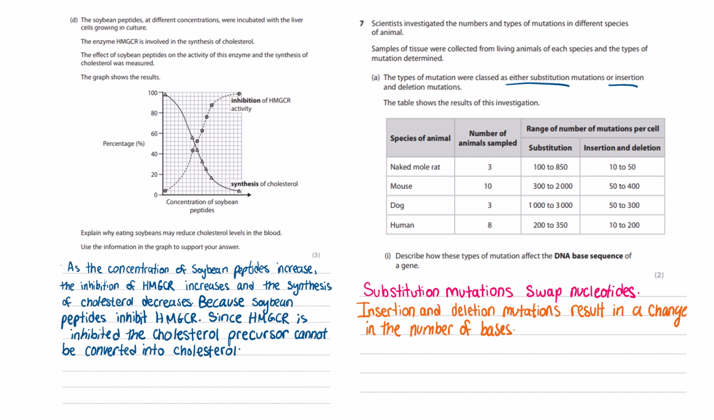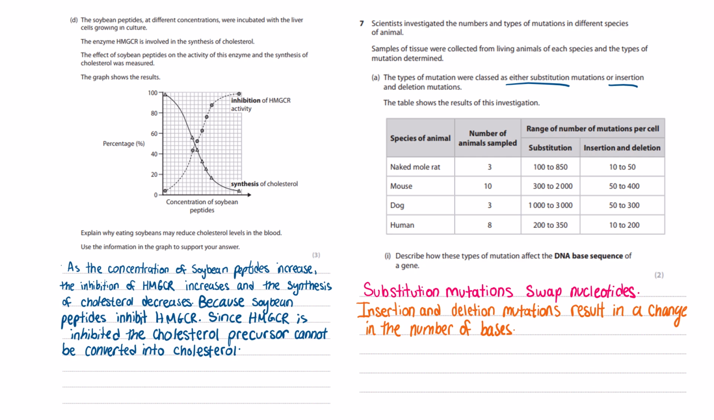Now, question number 7. Scientists investigated the numbers and types of mutations in different species of animals. Okay, samples of tissues were collected from living animals of each species and the type of mutation determined. The types of mutations were classified as either substitution mutations or insertion and deletion mutations. The table shows the results for this investigation. We have a naked mole rat, we have a mouse, a dog, and a human. Okay, so describe how these types of mutations can affect DNA-based sequence of a gene.